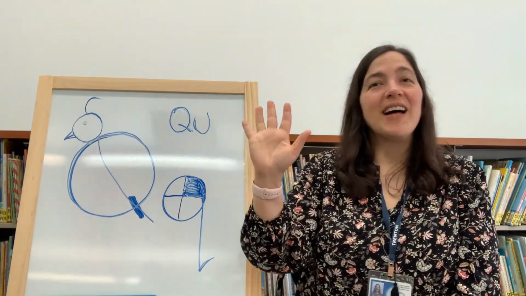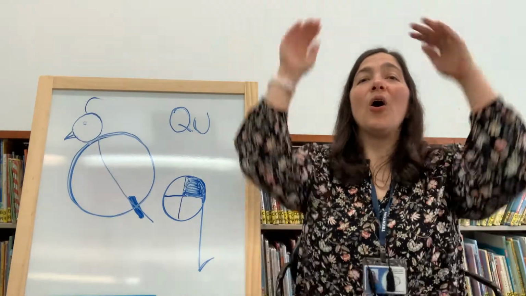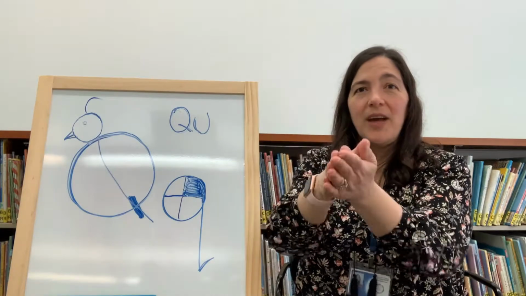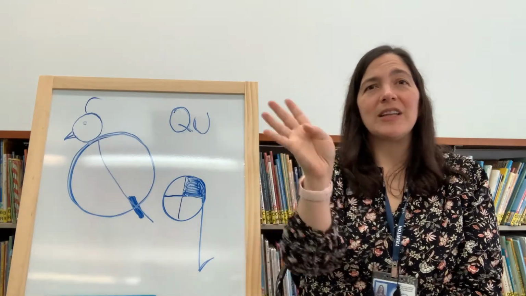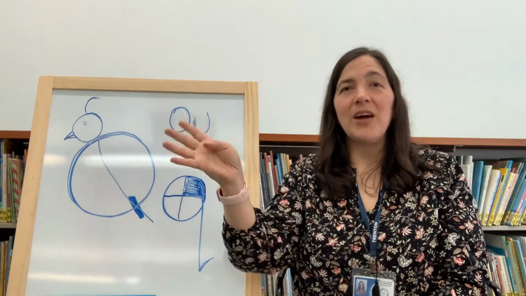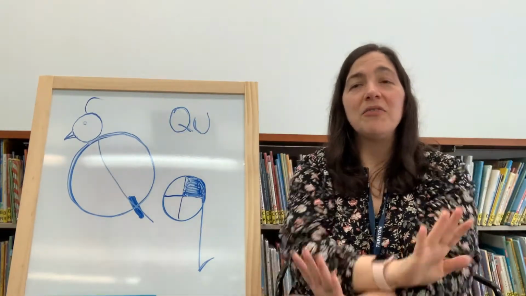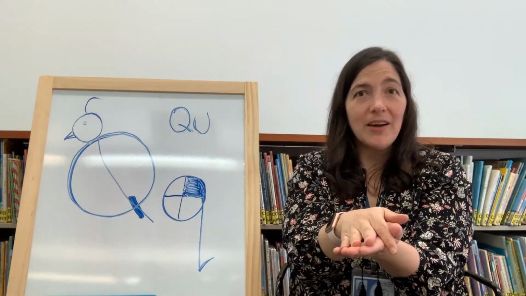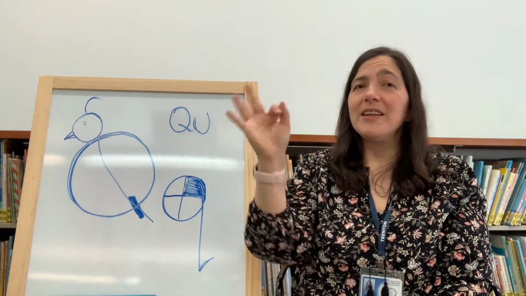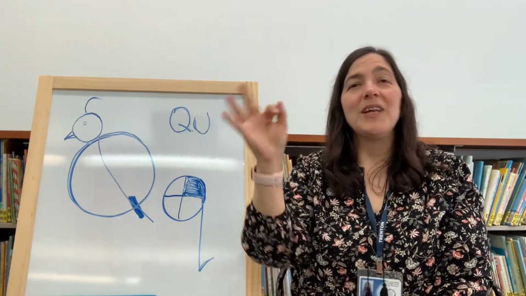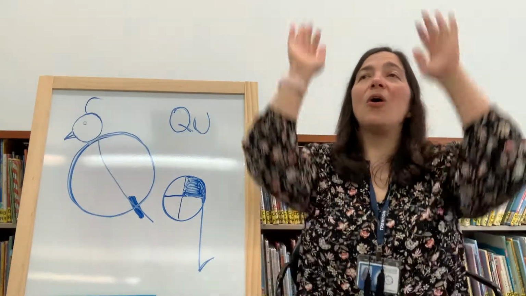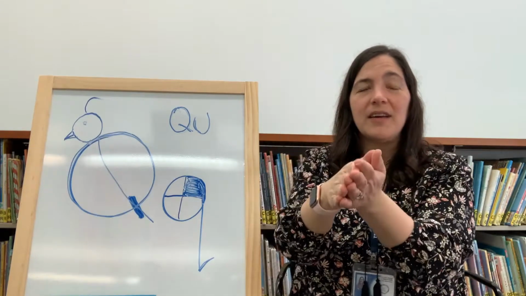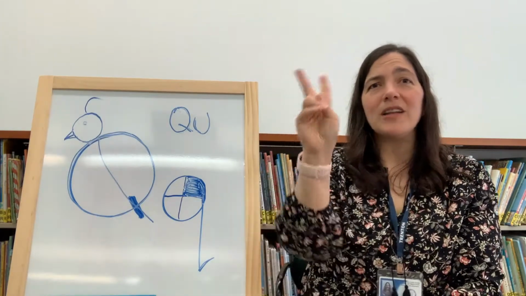Five little ducks went out one day over the hill and far away. Mama duck called with a quack, and four little ducks came waddling back. Four little ducks went out one day over the hill and far away. Mama duck called with a quack. And how many are coming back? Three. Three little ducks came waddling back. Three little ducks went out one day over the hill and far away. Mama duck called with a quack, and two little ducks came waddling back.